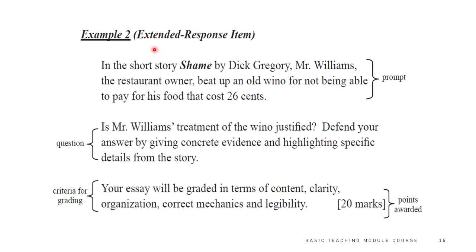Now, this is an example of an extended response item. There's also a prompt, a question, and criteria for grading. Because it's extended, there are a lot of elements or expectations. One key difference between the BRE and the ERE is that the criteria for grading is usually included, so that students know what is expected to be written in the extended response per question. You also have the marks as well.